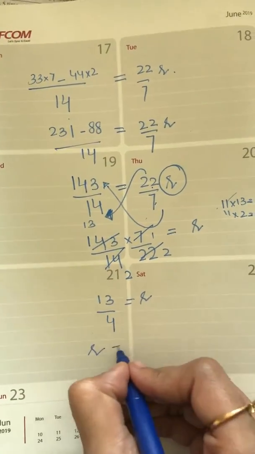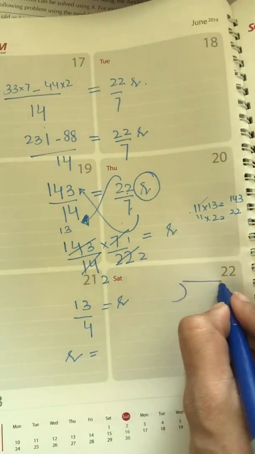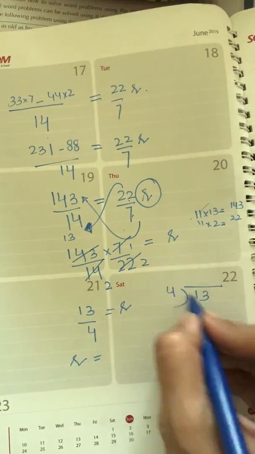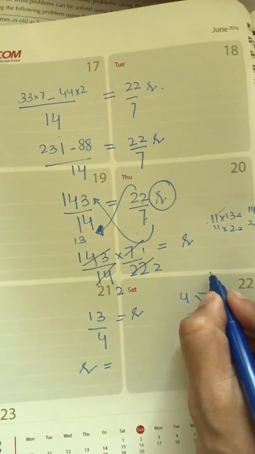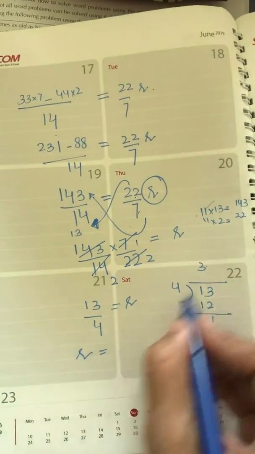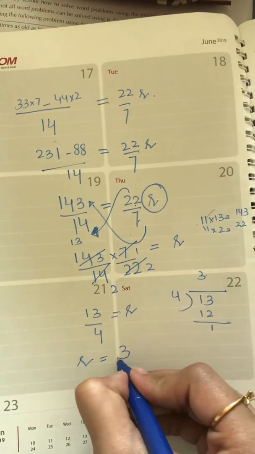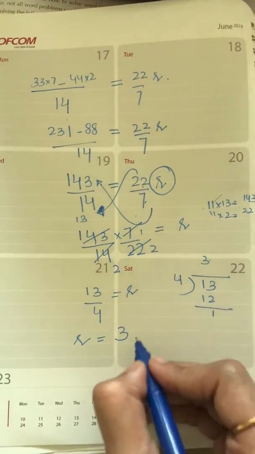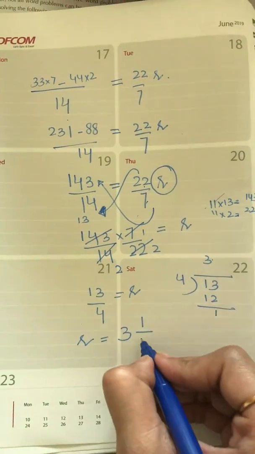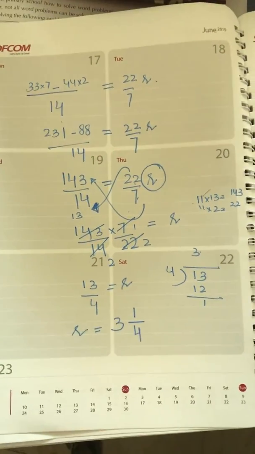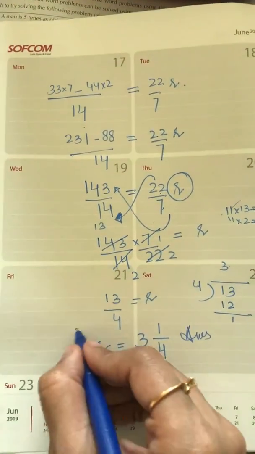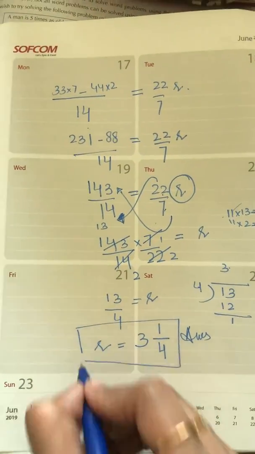Now simply we are going to find out the mixed number. 4 3s is 12 and 1 is the remainder. So this quotient I will make as a whole number. This remainder will become the numerator and this 4 shall become the denominator. Good. And that is our answer, and this is how I have found out the value of r.